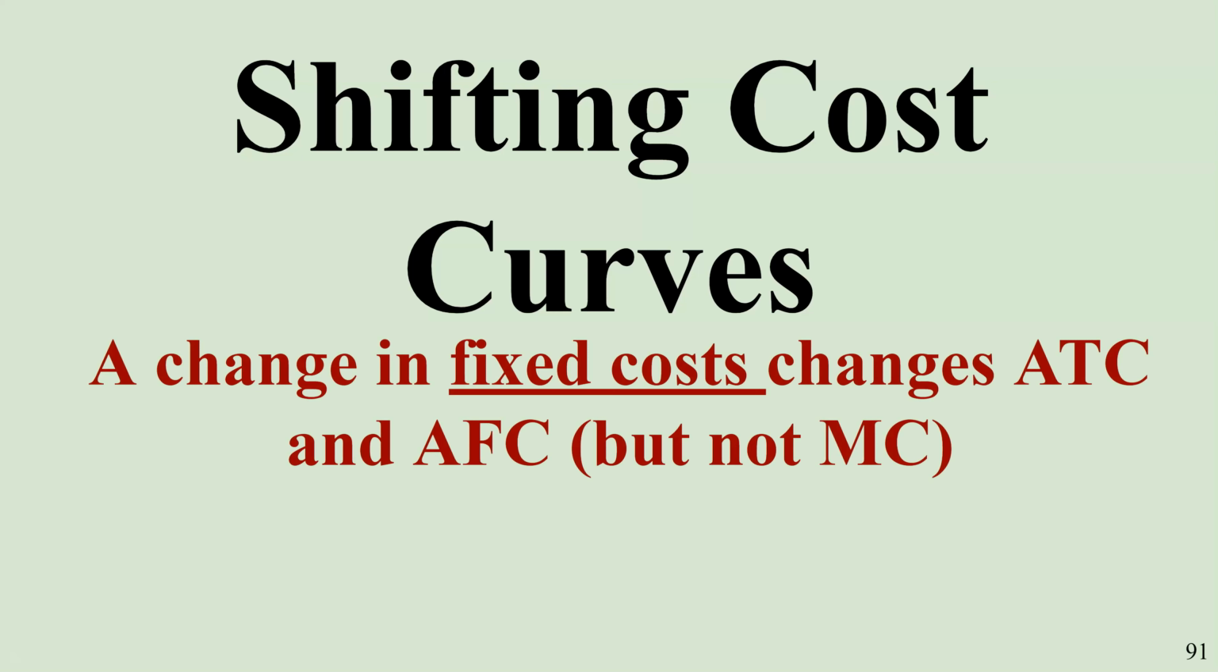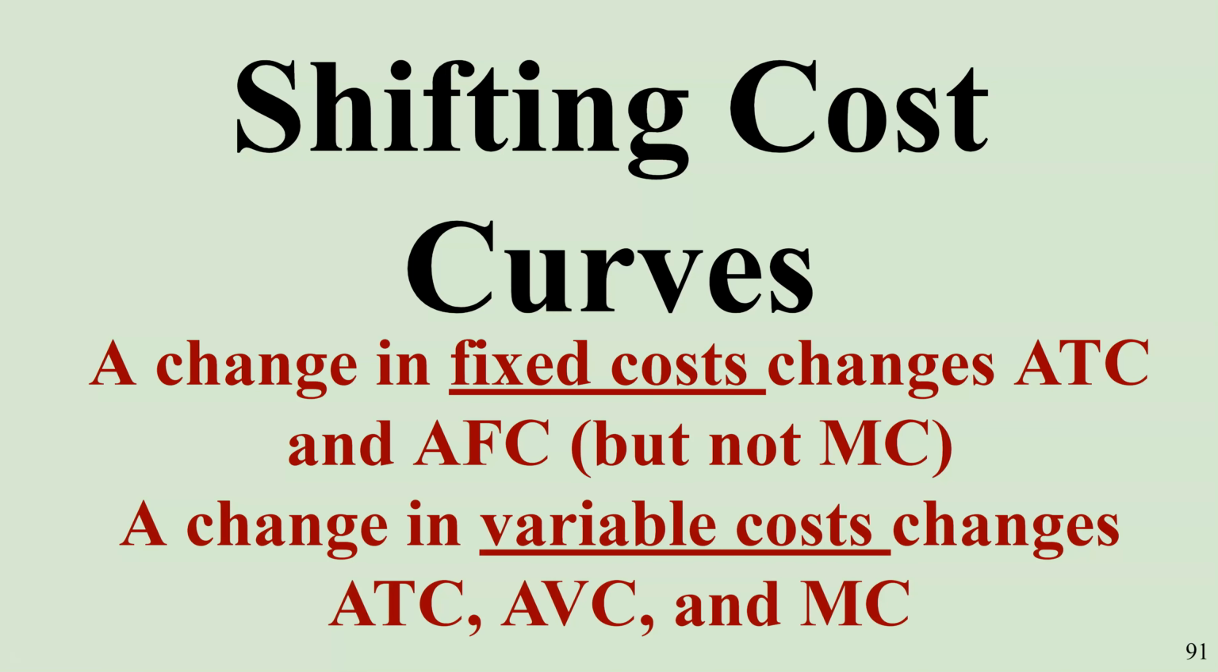And that leads us to that shifting cost curves, as I mentioned. So important to keep in mind, a change in fixed costs is going to change ATC and AFC, but not marginal cost. Only variable costs would change marginal cost, and that's also going to change the AVC and the average total cost in its entirety.